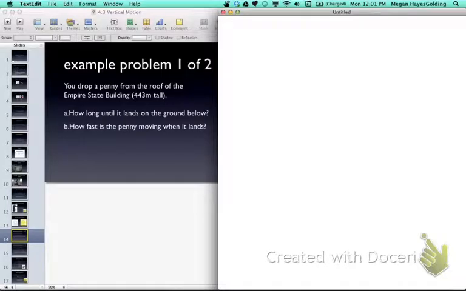You drop a penny from the roof of the Empire State Building, 443 meters tall. How long until it lands on the ground below, and how fast is the penny moving when it lands? Tackle these one at a time. We'll begin with a diagram of the situation.